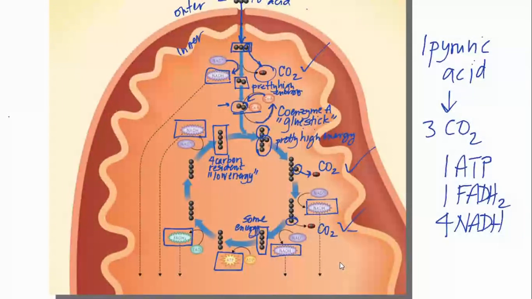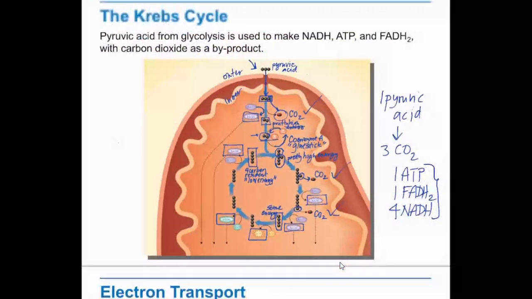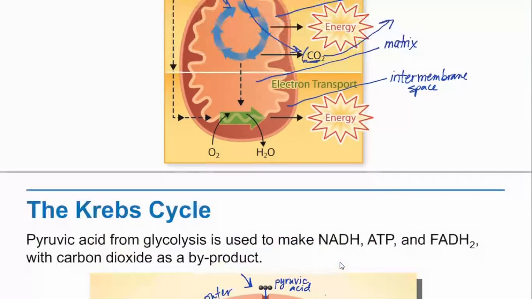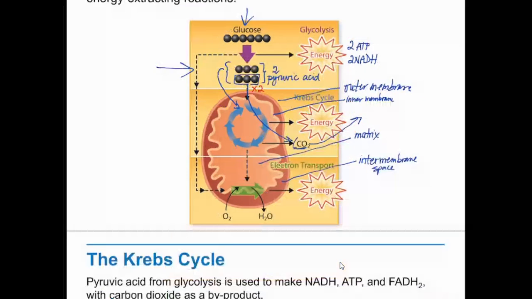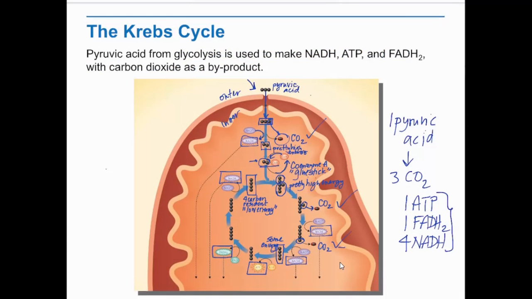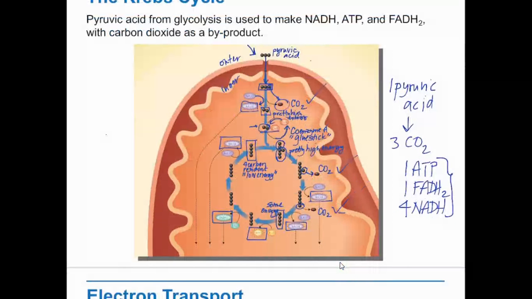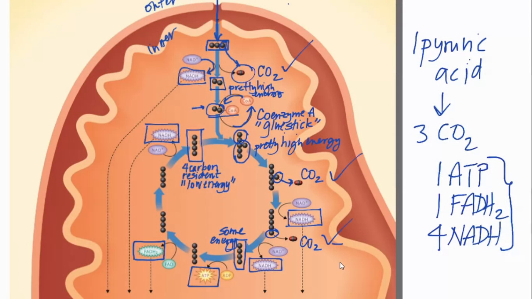Okay, so from a single pyruvic acid molecule, we're able to harvest quite a lot of energy, but not a lot in ATP. In fact, if you recall, let me scroll back up to one slide here. In order to take care of our entire glucose, we have to do 2 pyruvic acids. So I'm going to multiply everything by 2 in terms of our products. When we have 2 pyruvic acids, we end up with 6 carbons, 2 ATPs, 2 FADH2s, and 8 NADHs.